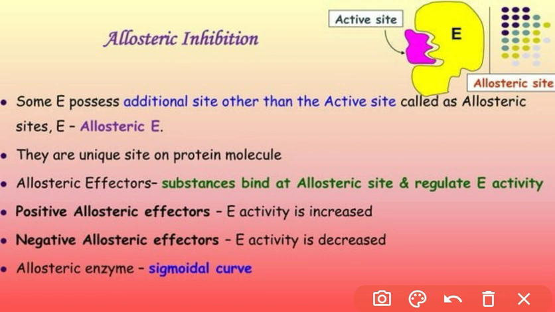When, because of the binding of an effector, enzyme activity is increased, then they are known as positive allosteric effectors. When the enzyme activity is decreased, then the effectors are known as negative allosteric effectors. If we plot a graph in the presence of an allosteric inhibitor, we get a sigmoidal curve.